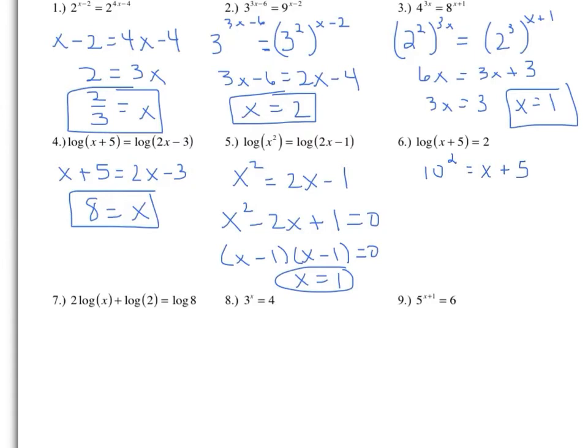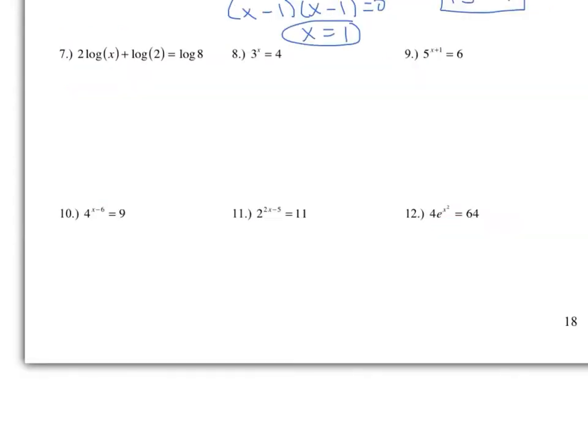Well, 10 to the second is 100. 100 equals x plus 5. And then subtract your 5, you get 95 for an x value. Again, just double check. If you plug that back in, you end up with 100. That's not a problem.